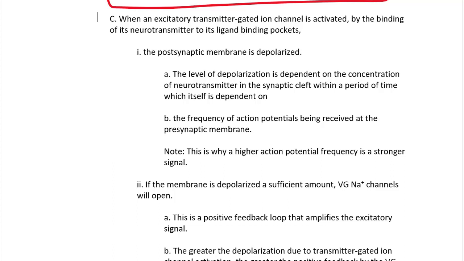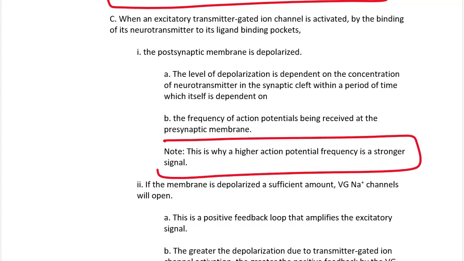So when you have a higher action potential frequency, you will release more neurotransmitter into the synaptic cleft, thus opening those excitatory transmitter-gated ion channels, which will lead to that patch of membrane becoming very permeable to sodium or cations. Then sodium will move down its electrochemical gradient into the cell, past the postsynaptic membrane, into the neuron that is receiving the signal, and that patch will become depolarized.